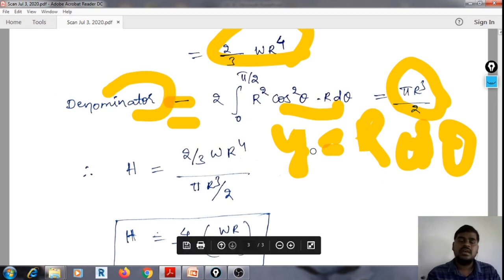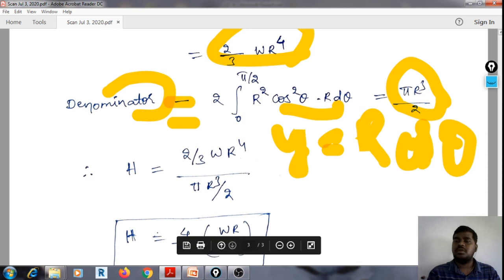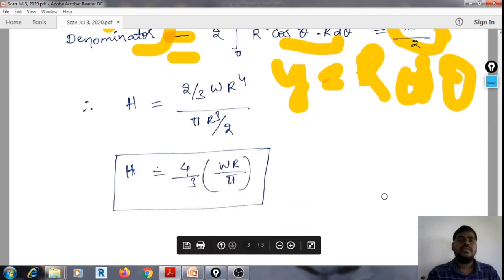These are the standard values when we are going to solve for circular or semicircular arches. The denominator will be r square cos square theta, and the final will be pi r cube by 2, irrespective of lengths, irrespective of the loads, right? So if we simplify, H is equal to 2 by 3 WR power 4 by pi r cube by 2, H is equal to 4 by 3 WR by pi.